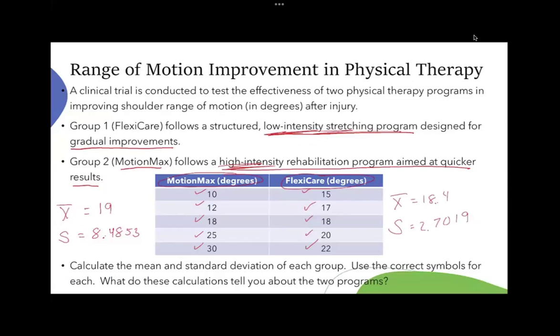Okay, so I pulled out the mean and standard deviation for both data sets. Like before, it doesn't appear that the means are very different between these two different physical therapy programs. The average improvement in degrees of motion are generally the same. 19 and 18.4 are the averages, not too different from one another, but the standard deviations are different. So Motion Max has a larger standard deviation than Flexicare. And what does that tell us?